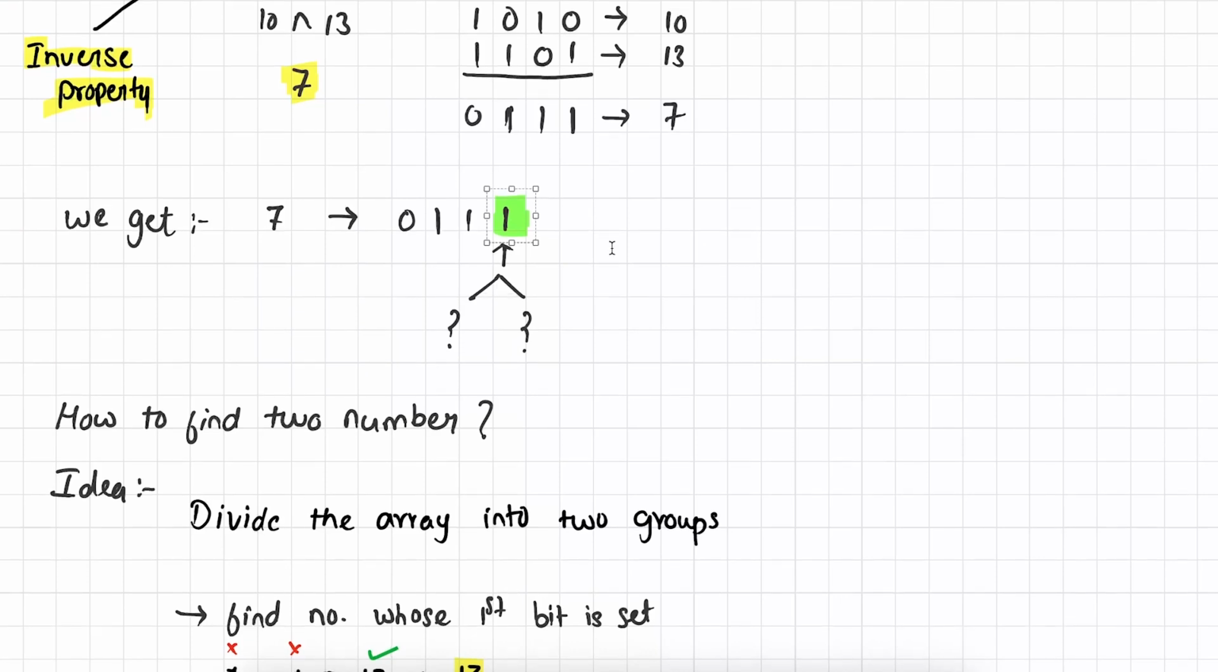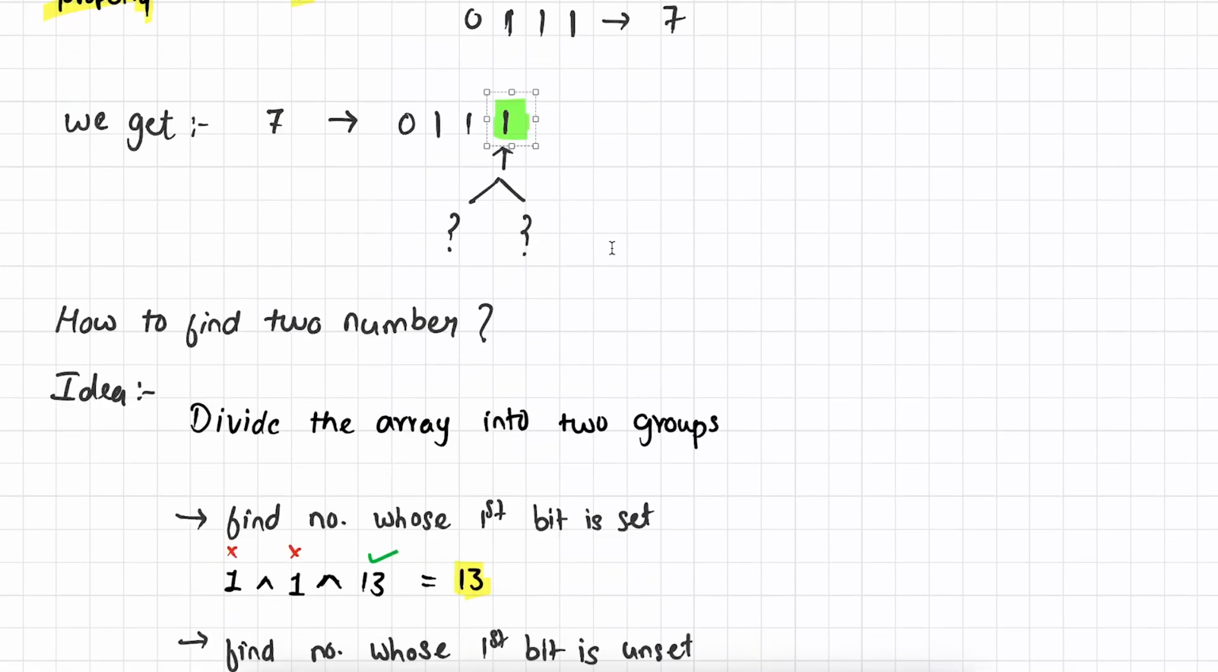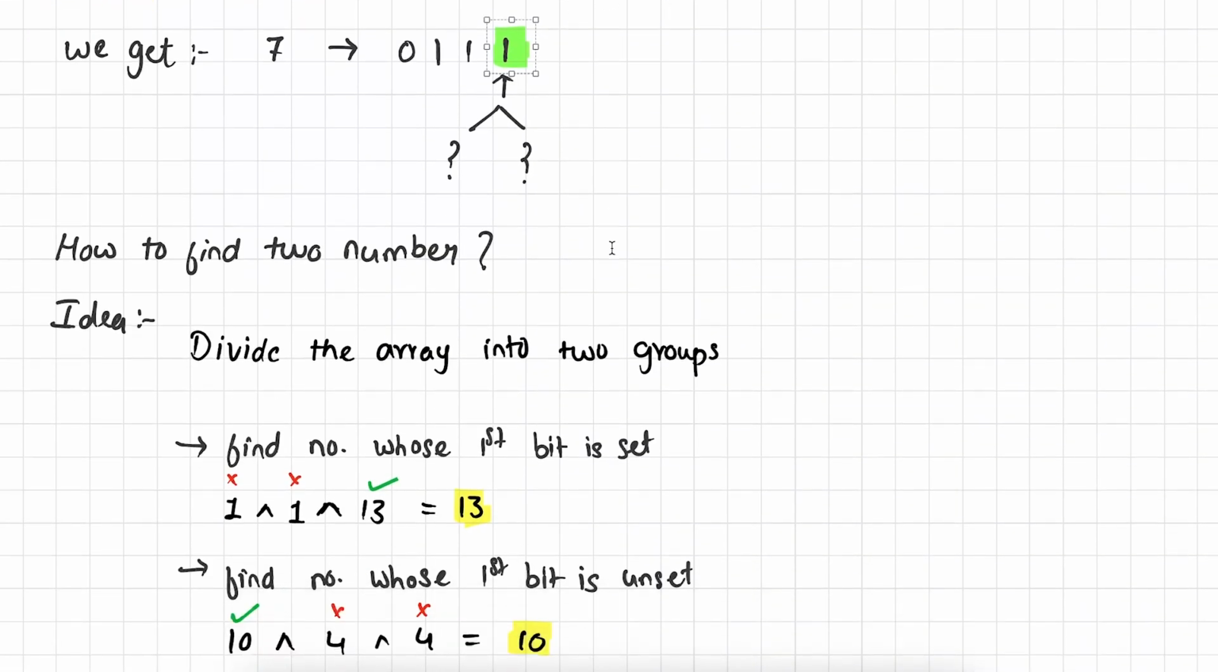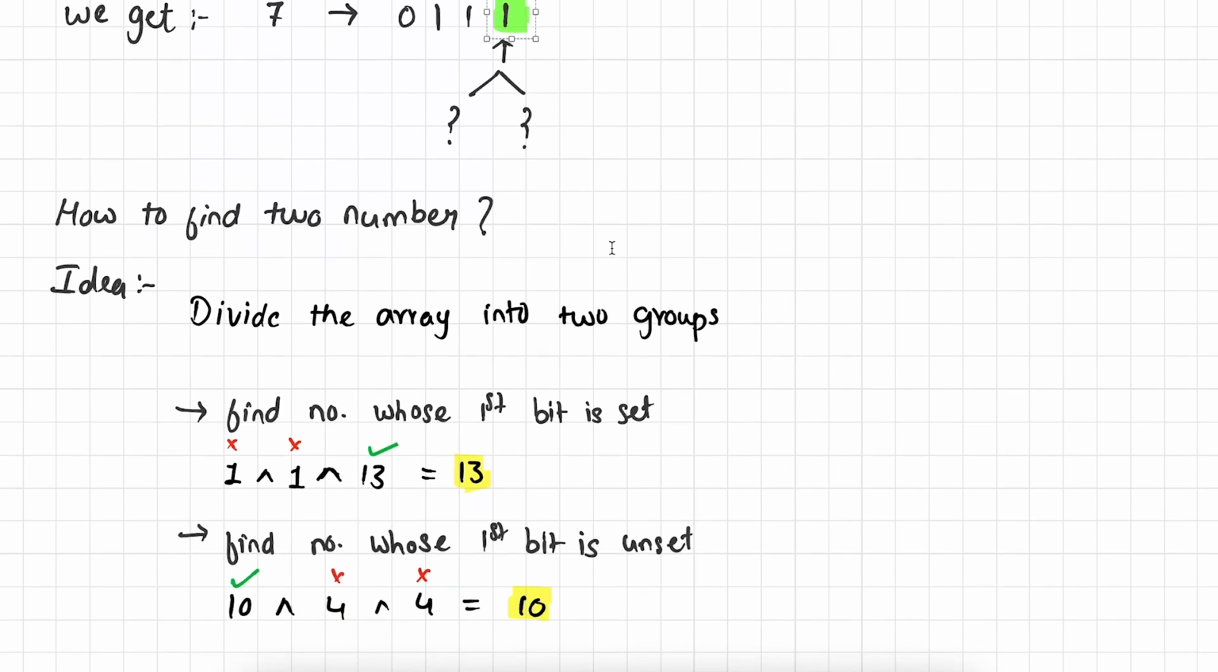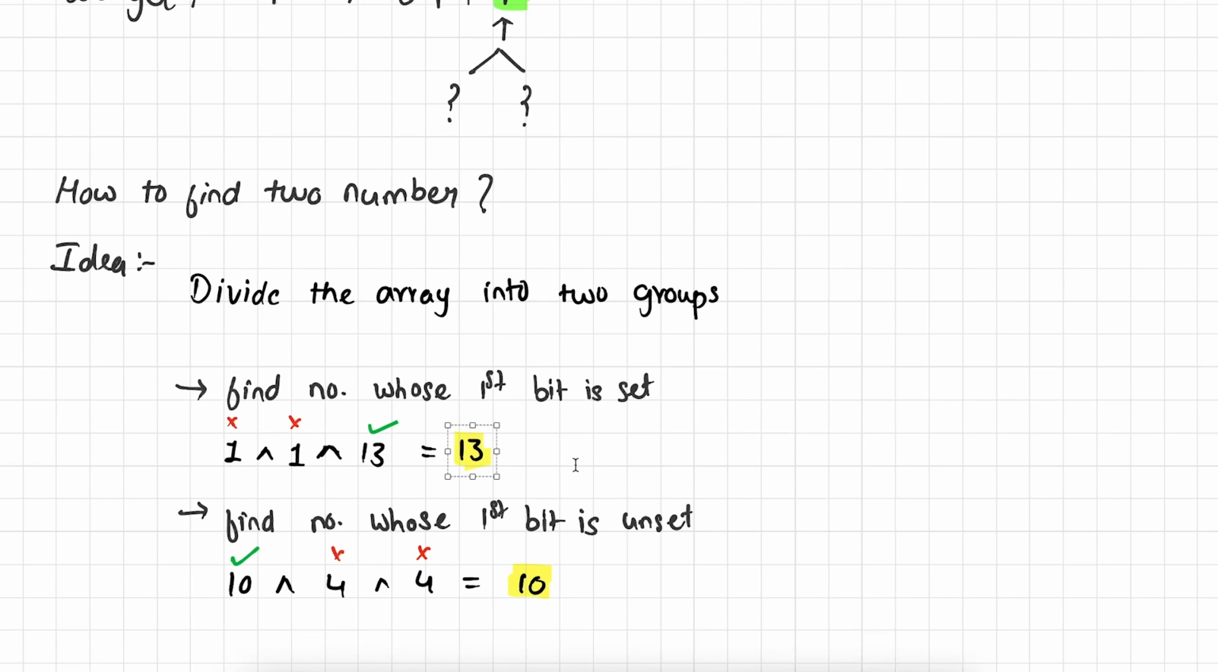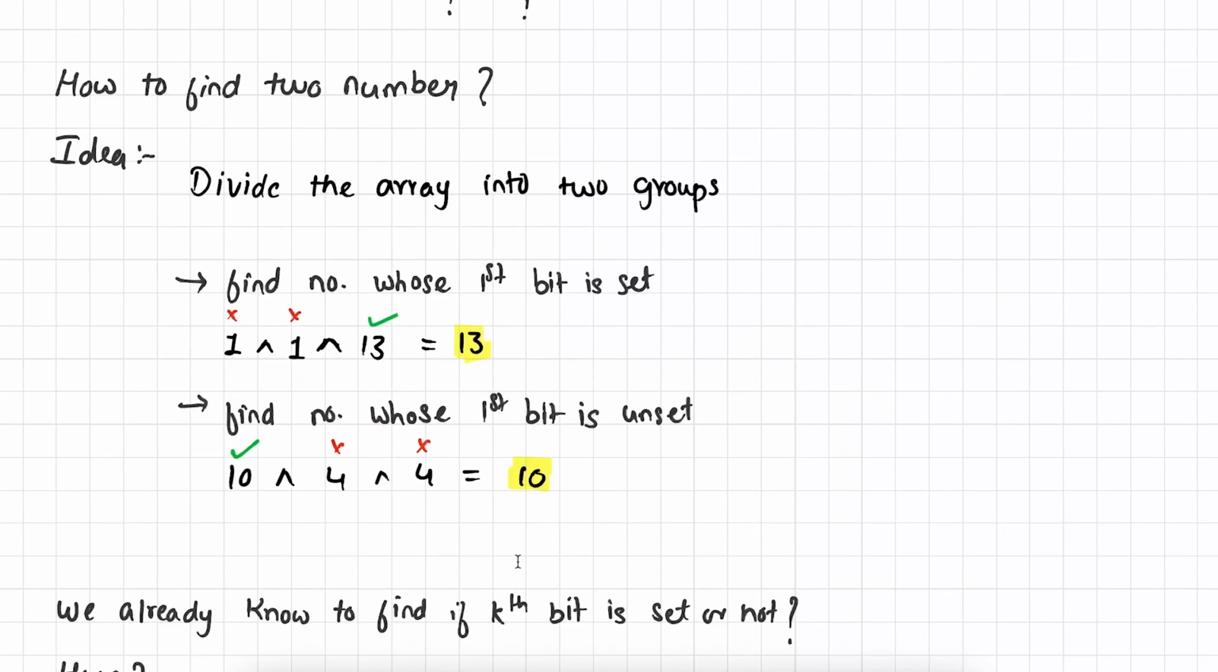So what do we do in this? We divide the entire array into 2 groups, where we find all the numbers whose first bit is set, and then we do XOR of all those numbers. In this example, the numbers whose first bit is set are 1, 1 and 13. When we do XOR of 1, 1 and 13, we get 13, and this is our first number. Similarly, we collect all the numbers in this array whose first bit is unset. What are they? 10, 4 and 4. And when we do XOR of 10, 4 and 4, we get 10.